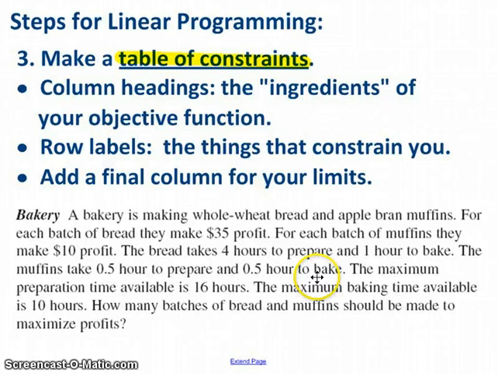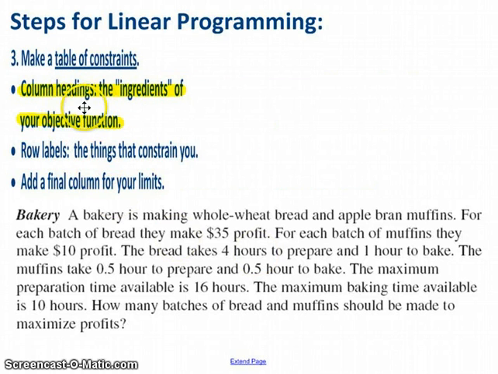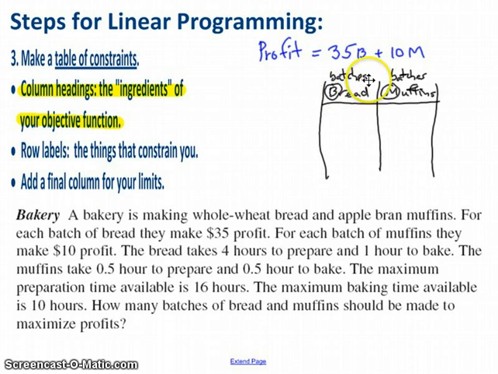Third step then is you're going to make a table of constraints, the things that keep you from reaching that maximum in any direction that you'd like to take and steer you toward one particular direction. So in doing that, the first thing that you do to make that table is you're going to have column headings for the table, and the column headings are going to be the ingredients of that objective function. Well, remember, the objective function was this, 35b plus 10m, so B and M are going to be the headings of your table. Batches of bread and batches of muffins. Sometimes it makes more sense to write the words out than simply the letters because you can lose track of what those letters stand for.